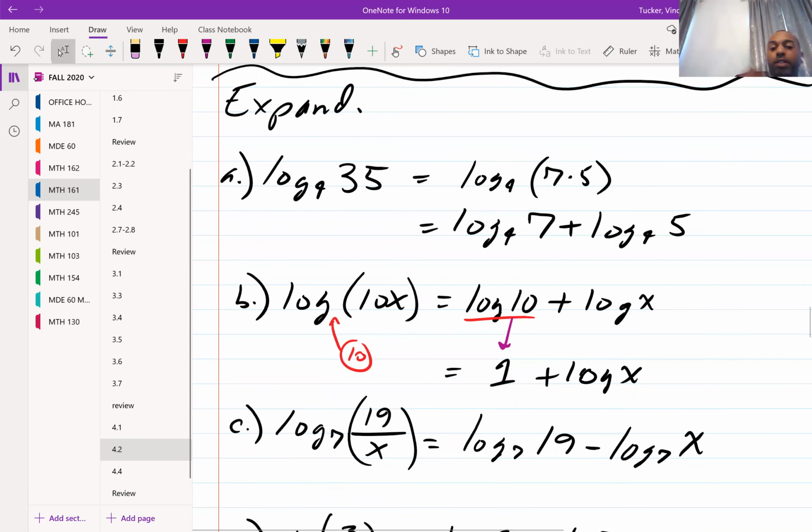And then the next one, C, log base 7 of 19 over x. Remember I mentioned before, division prompts you to subtract. And so that's what we did here: log base 7 of 19 minus log base 7 of x. And that's all you can do with that one.